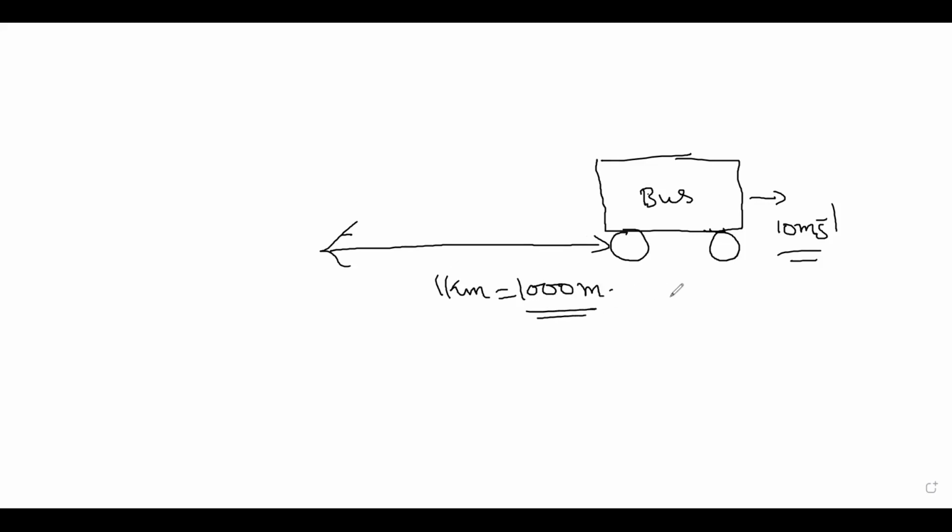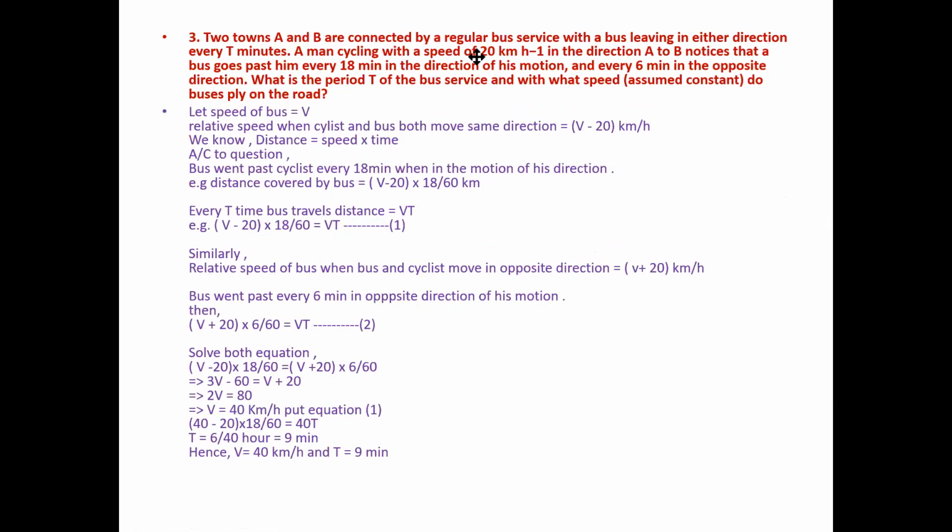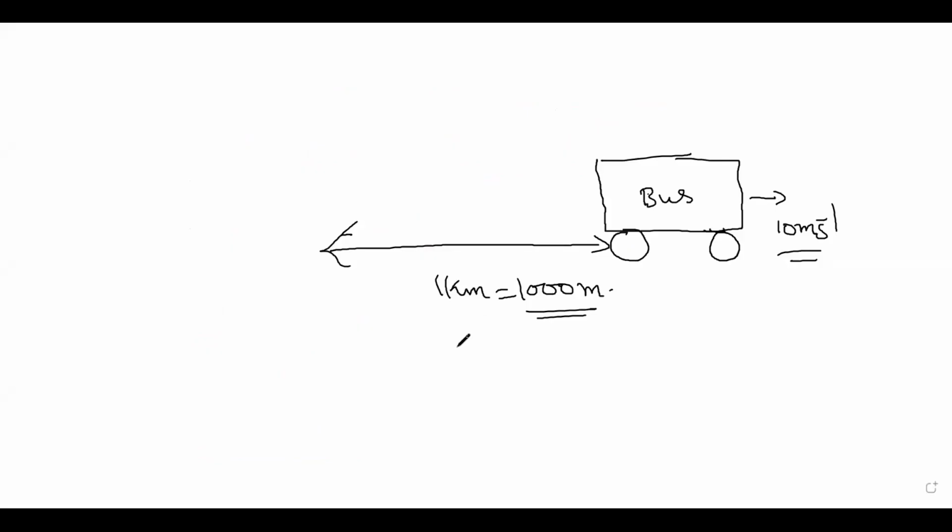Now what did they ask? He wants to overtake the bus in 100 seconds. If the bus is at a distance of 1 kilometer from the scooterist, what would be the speed with which the scooterist will chase the bus? He has to overtake the bus within 100 seconds. So t is equal to 100 seconds. This is the distance and this is the time.